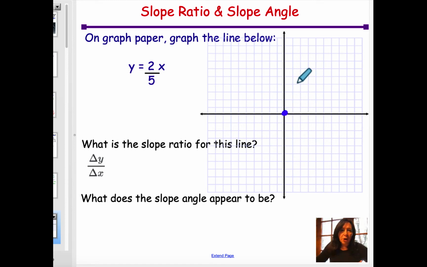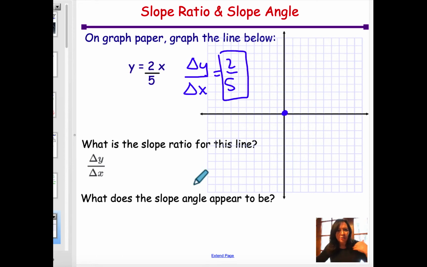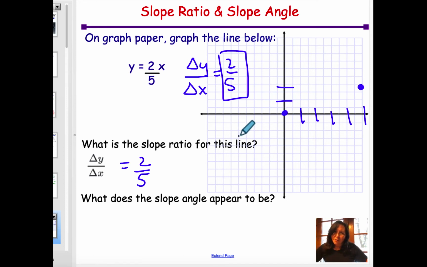Now I'm going to go up 2, because that's my rise. My change in y over my change in x is equal to 2 over 5. Not the x, just the ratio, just the number. So the slope ratio is 2 over 5, which means I'm going to go up 1, 2, and then I'm going to go over 5. 1, 2, 3, 4, 5. So that means up 2 over 5, my point is right here. And I want you to draw a straight line connecting those 2 points of your slope ratio like this, okay?